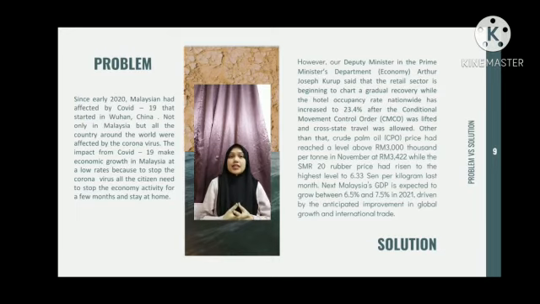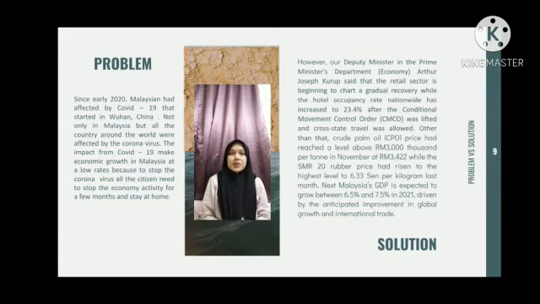However, our Deputy Minister in the Prime Minister's Department (Economy), Arthur Joseph Kurup, said that the retail sector is beginning to chart a gradual recovery, while the hotel occupancy rate nationwide has increased to 23.4% after the Conditional Movement Control Order (CMCO) was lifted and cross-state travel was allowed. Other than that, crude palm oil price had reached a level above 3,000 per ton in November at 3,422, while the SMR20 rubber price had risen to the highest level at 6.33 cents per kilogram last month.